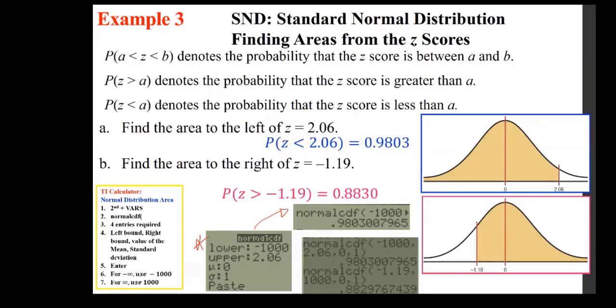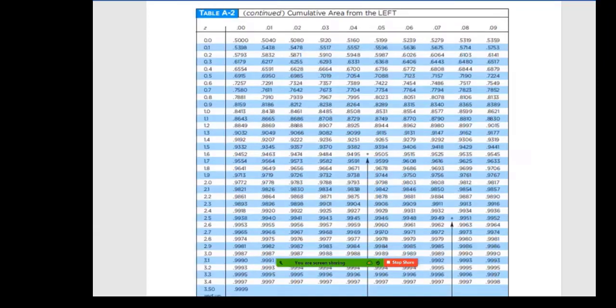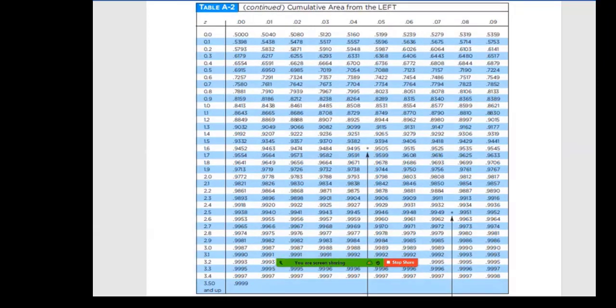Let's see if we can do this using a table. So 2.06. So this is positive Z-score. So you're looking at 2.06. So everybody can see the 2.0 and then 0.06. And that is the bottom one, this one.